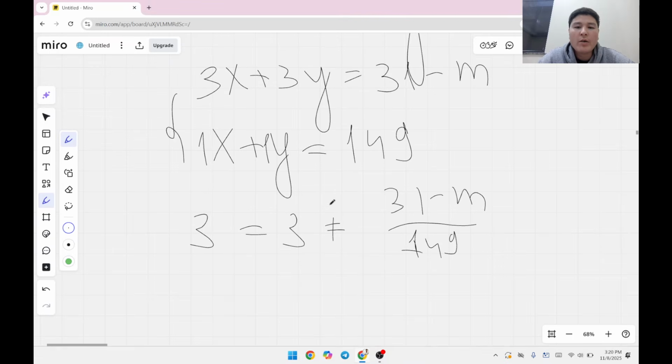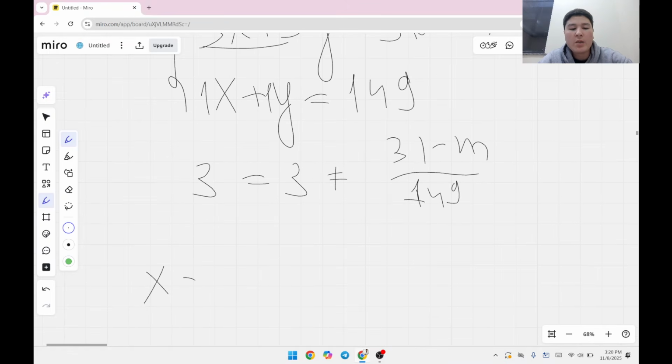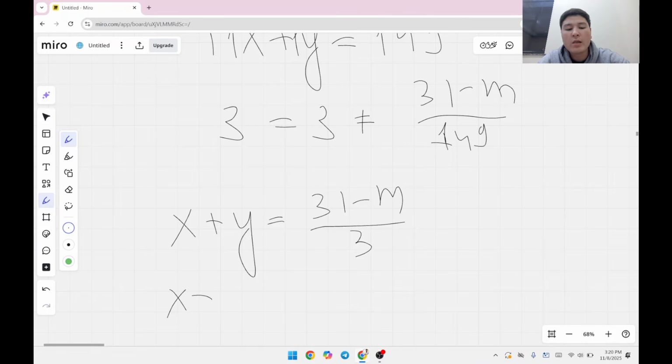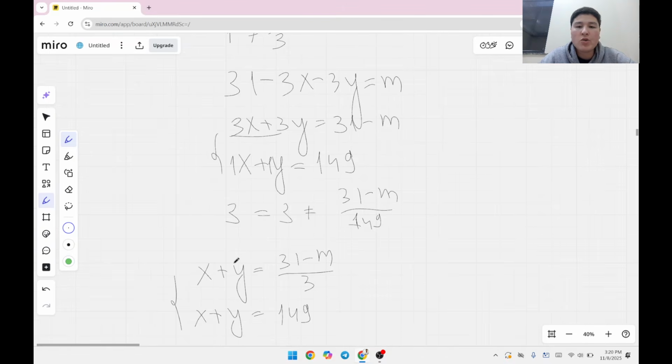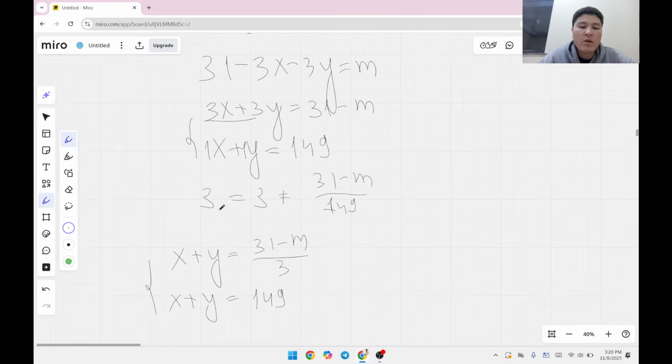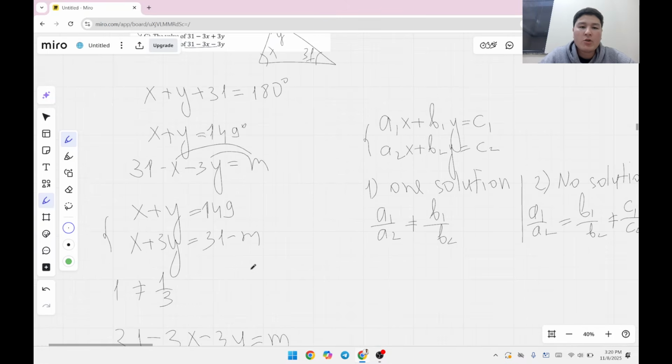That's all. You can also understand it in this way: for example, if you simplify the first equation, you're gonna have x plus y equals 31 minus m divided by 3. And you already know what x plus y equals. x plus y is 149, right? And still you just have the same information, which means you cannot find the values of x and y here. I just showed you both ways, using the system of equations or approaching it in this way.